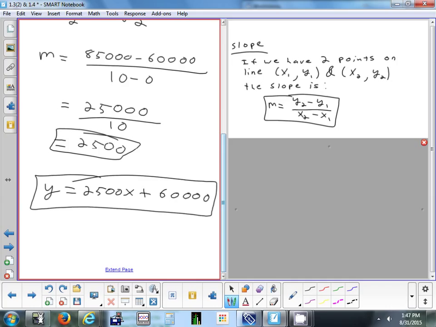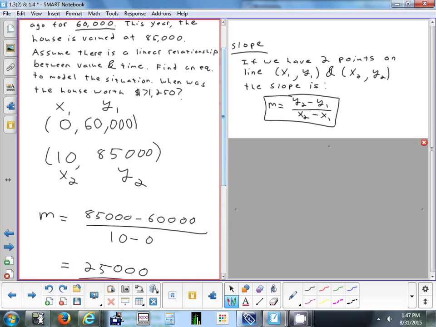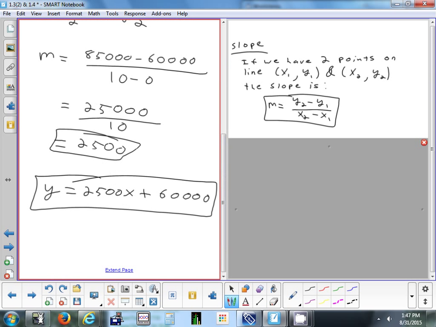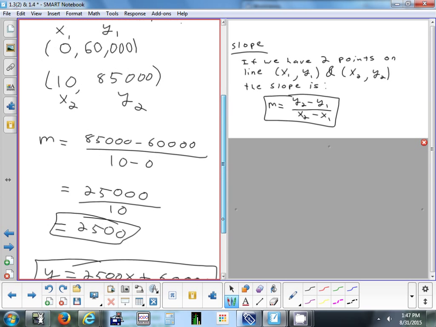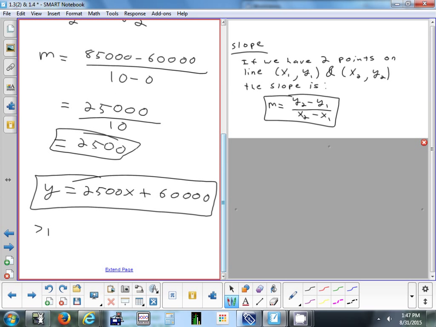Now, if they wanted me to find when the house was worth 71,250, where would I plug that in? For x or for y? Yeah, DJ? Y. Yeah, you'd plug it in for y. Remember, our x's represented time, our y's represented amounts of money. So you'd plug in 71,250. And would everyone feel comfortable solving that for x? Get x by itself?